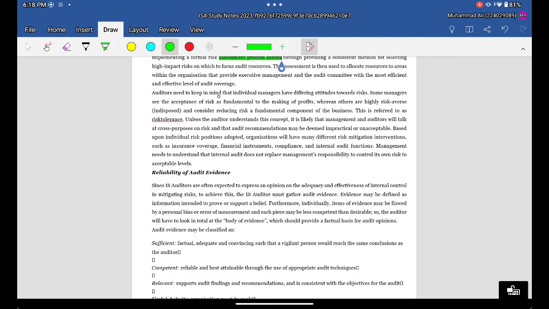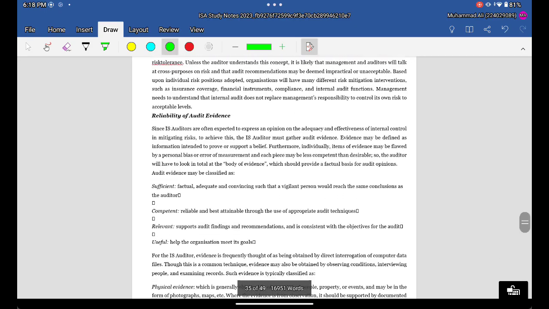Auditors need to keep in mind, and this is very important, that individual managers have different attitudes towards risk. With one manager you might have a big risk, and that manager doesn't care. So different managers will care, some won't care, and so on, right?